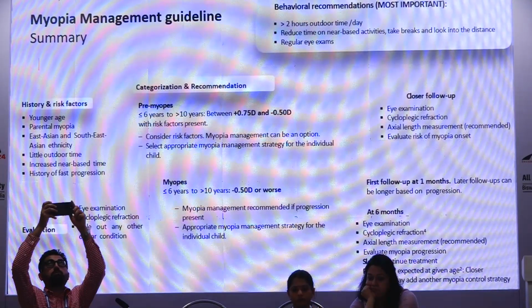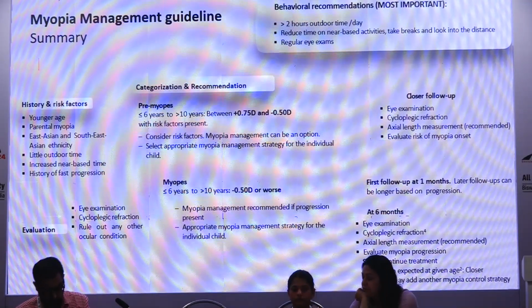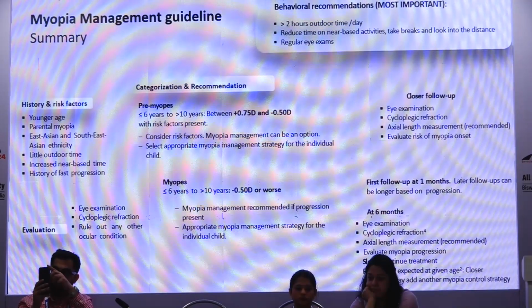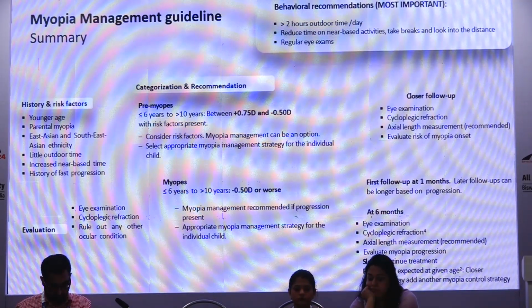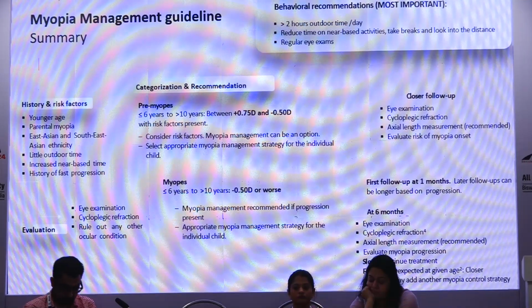So this is the summary of the whole workup that we do at our myopia control clinic. The first part has the history and then there is evaluation. Then we categorize them whether they are a progressor or not. The key, as I have been repeatedly saying, is whether there is any progression or not, and if there is, then we think of what would be the appropriate strategy.